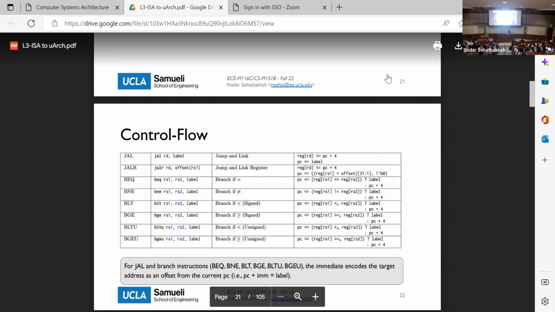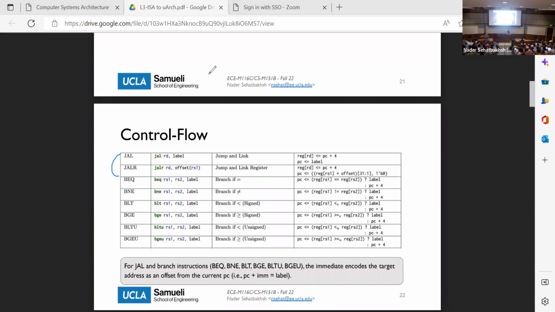So what's the difference between JAL and JAL-R? If you look at here, the linking part is exactly the same. Both of them, the RD gets PC plus 4. The difference between these two is that JAL takes whatever value we have here in the label, versus JAL-R going to use this RS1 as the base. So in JAL, we're going to assume that PC is our base. In JAL-R, we're going to assume that RS1 is our base.